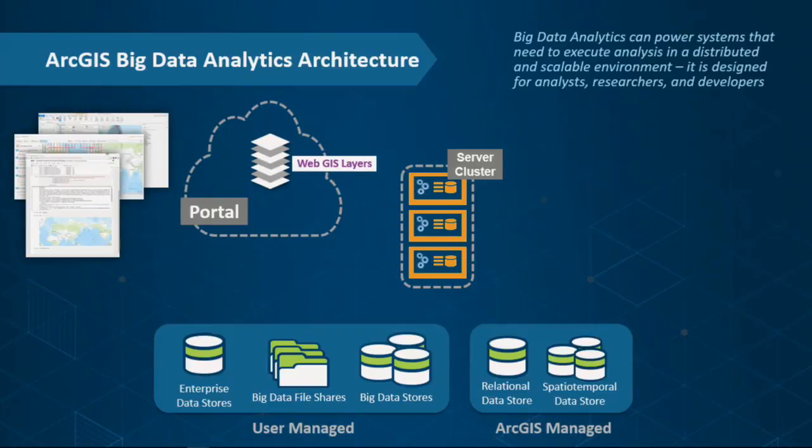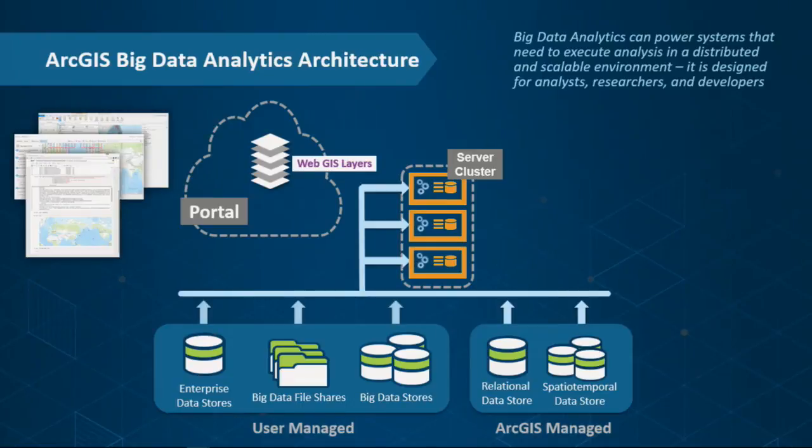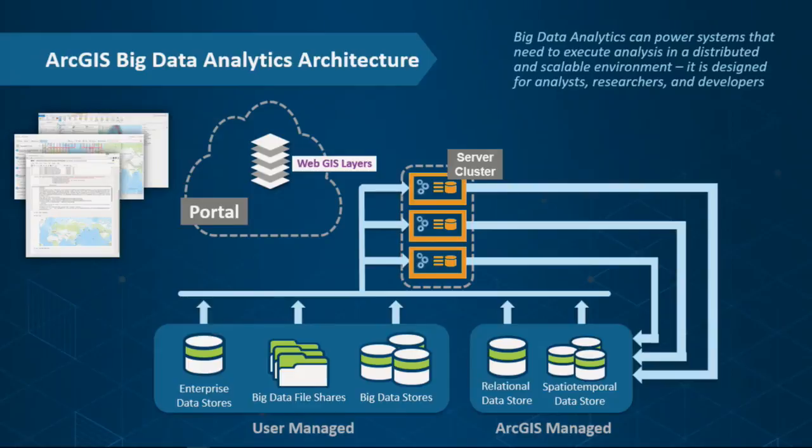Then we have user or Esri managed data stores. We have the relational data store that was shipped with Portal a couple releases back, sitting on top of Postgres. And then we have the new spatiotemporal data store that was released with 10.4, which is sitting on top of Elasticsearch. So you can work with all those different data stores. It'll read from all of them, put it into the cluster, and your server cluster starts chewing on it and prepares a result. When the result's ready, it writes it back by default to the spatiotemporal big data store.